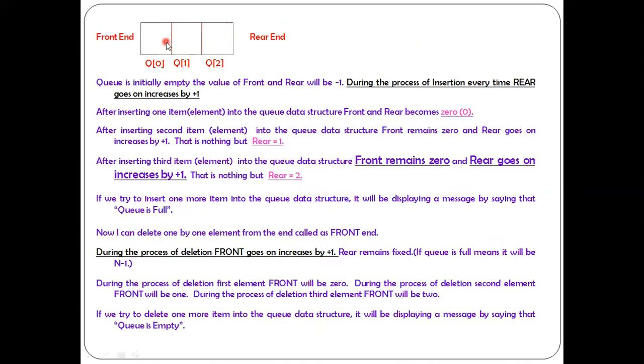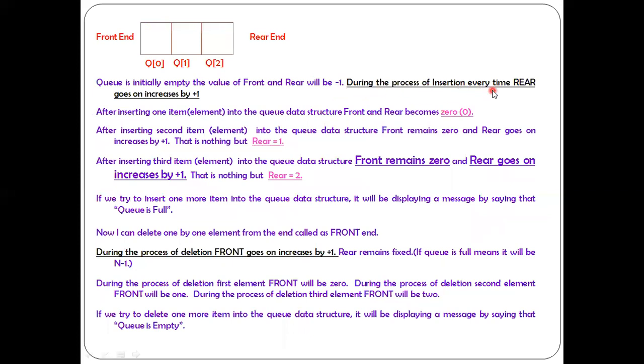Have a look at this diagram. A queue contains a maximum of 3 elements. This is called the front end and this is called the rear end, through which we insert the element, and from this end I'm going to delete the element. This is q of 0, this is q of 1 and q of 2. Have a look at this. Q is initially empty. The value of front and rear will be -1.